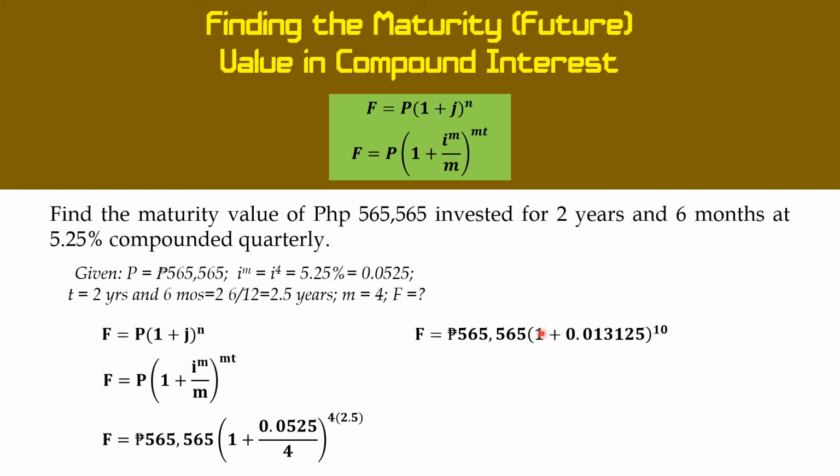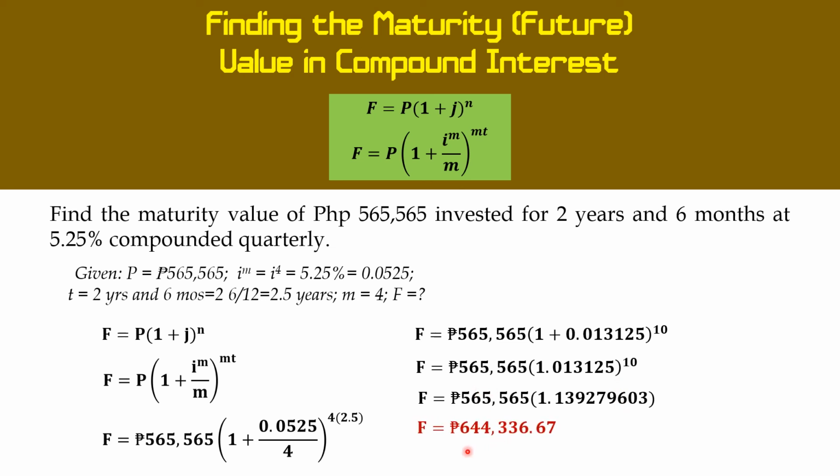And then, we add the 1. Ito muna, add natin yung dalawa. So, that is 1.013125. And then, ito siya, i-raise natin to the 10th power. Okay, using your calculator, input this one. And then, it will yield 1.139279603. Ito yung complete value niya. And then, multiply natin dito sa ating principal or present value. And then, the future value is equal to 644,336 pesos and 67 centavos. So, ito na yung ating future value.